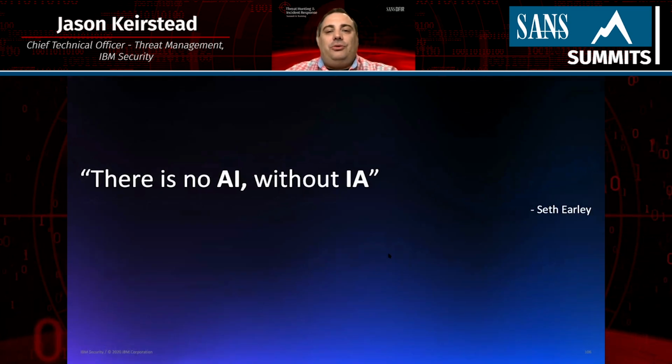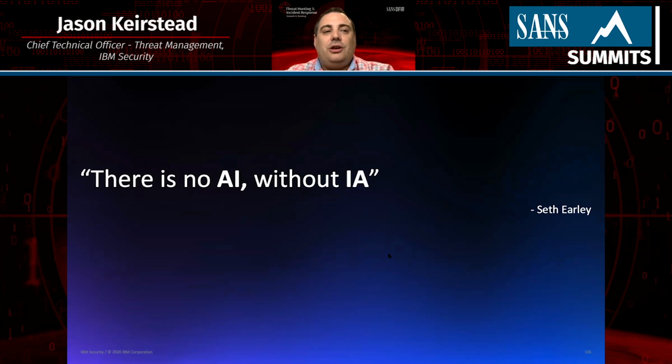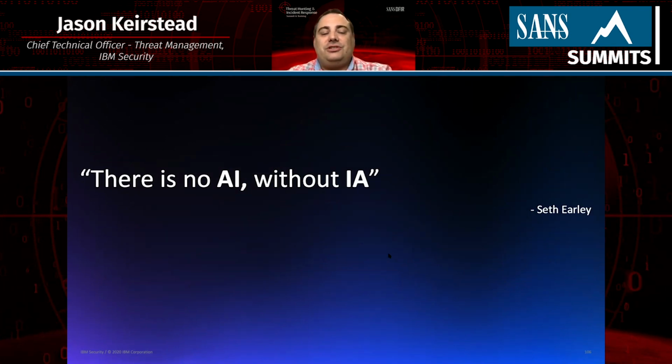So I want to start this talk off with a quote that I really like. It's called, "There is no AI without IA." And in this context, IA stands for information architecture. A number of different people have said this over the years, but the earliest reference I could ever find to this is by an AI expert. His name's Seth Early, and he said this in 2016.